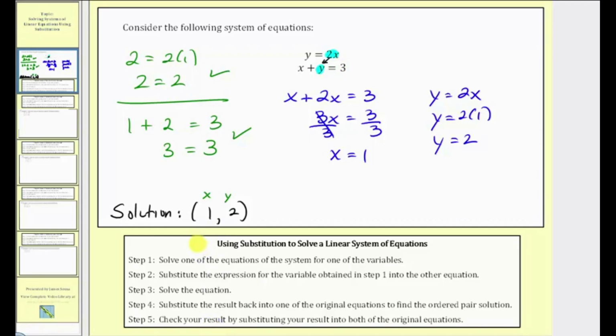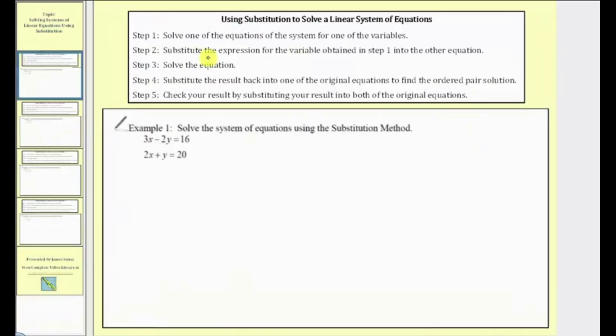Let's look at an example and walk through each step. For step 1, we solve one of the equations of the system for one of the variables. So looking at our system here below, notice how it would be easiest to solve the second equation for y because we can solve for y in one step. If we solve for any of the other variables in either equation, it would take 2 steps, and we might end up with fractions, which would complicate things. So for step 1, let's go ahead and solve this equation for y. So we'll subtract 2x on both sides, which would give us y equals 20 minus 2x.